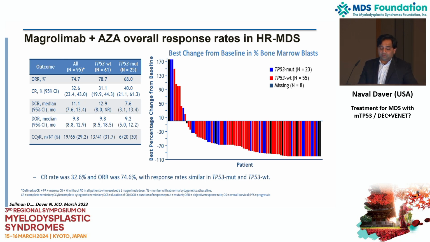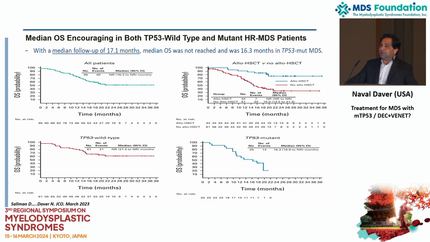Overall response rates here, and I think this is why we have to be cautious, were about 33-34%, which is very similar to what you see with Aza-Ven, and that's why I think we're all hoping that VERONA is positive, but are a little bit nervous because these have not always translated into survival benefit with magro, with pevonedostat, with sabatolimab and other drugs.